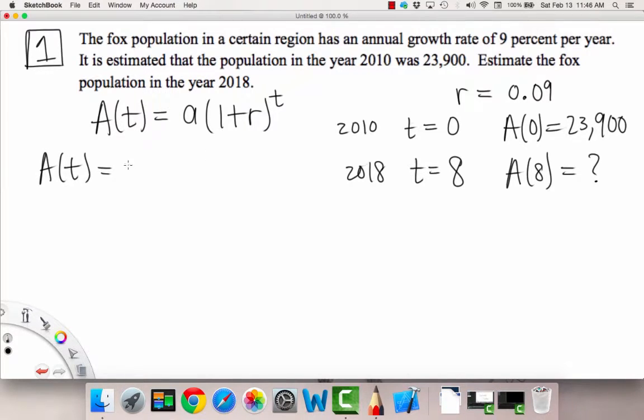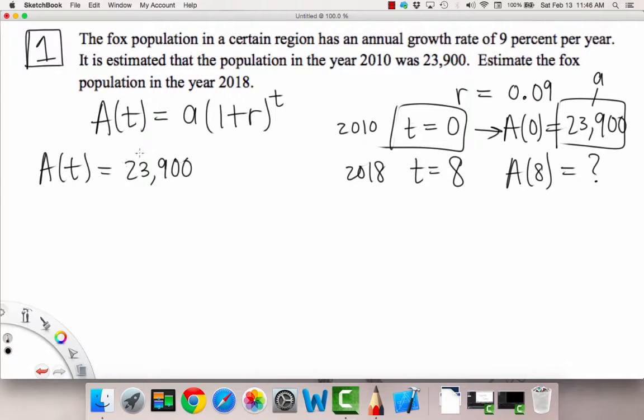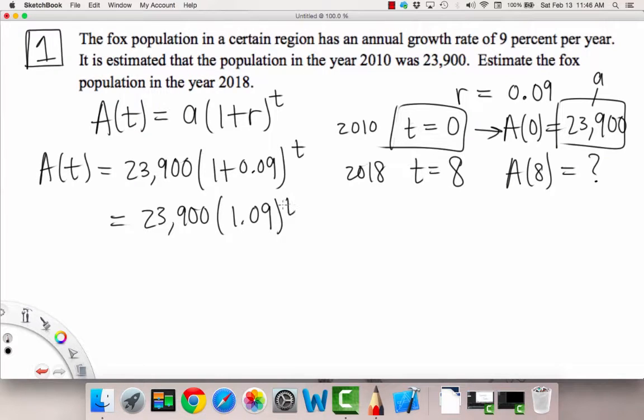Capital A of t is equal to 23,900. And how did I know that? That's our initial value because that's when t is equal to 0, so our initial value is this 23,900. This is like our A. And then we have 1 plus r, so 1 plus 0.09, and then t up there. So we can simplify this as 23,900 times 1.09 to the t power.